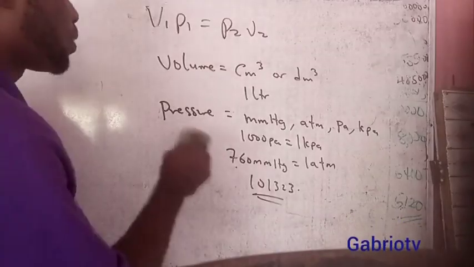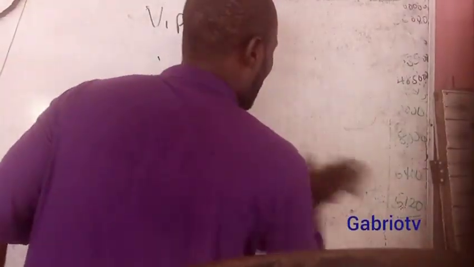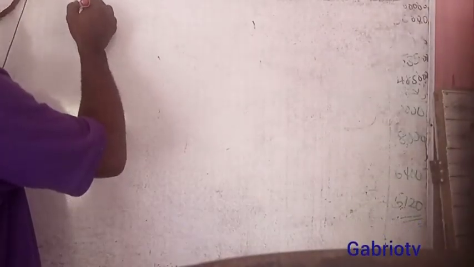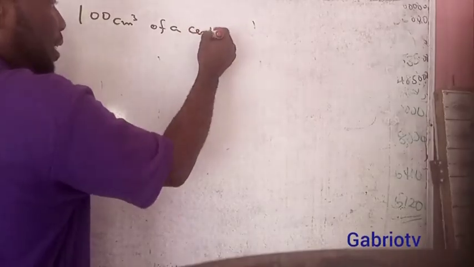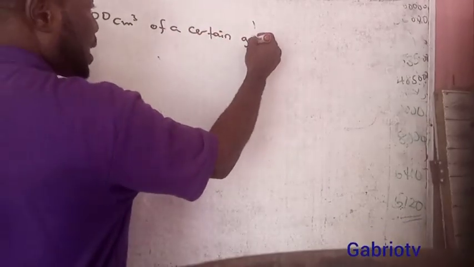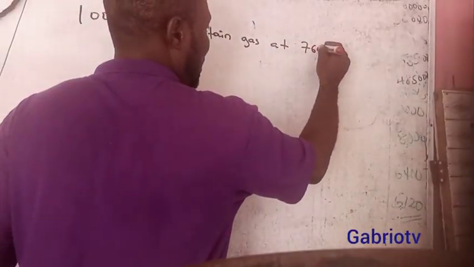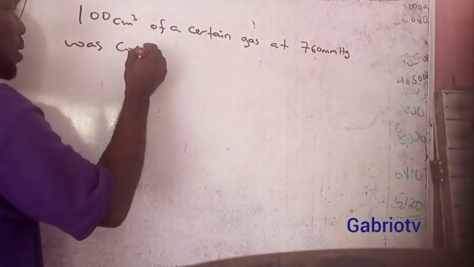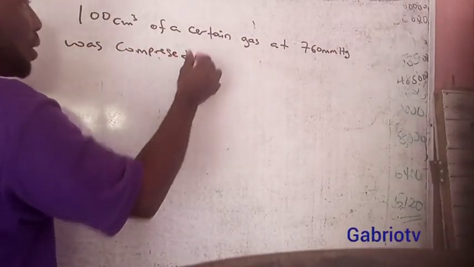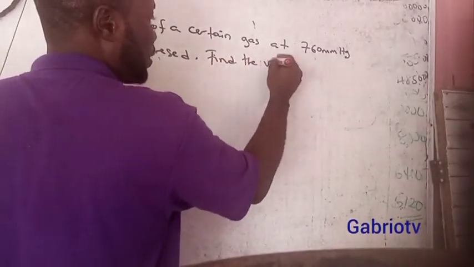So these are the things we are going to look at. Now let me give an example. I'm going to give two examples on Boyle's law so I can explain all these things. Let's look at this: if you have 100 cm3 of a certain gas at 760 mmHg that was compressed, find the volume.